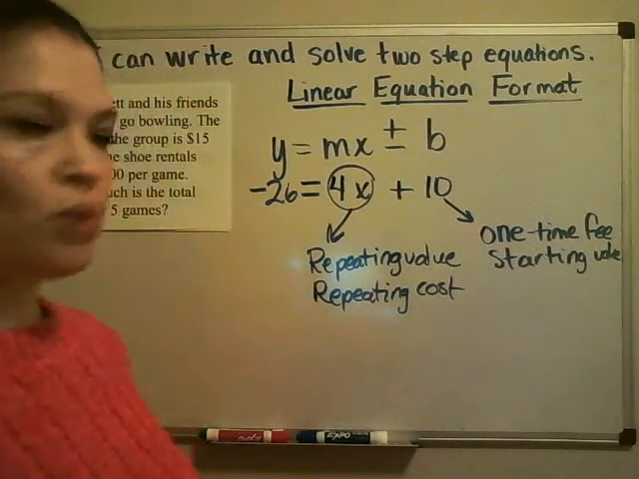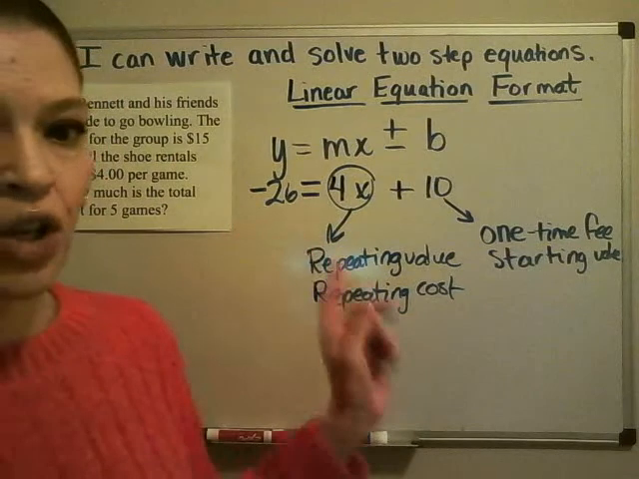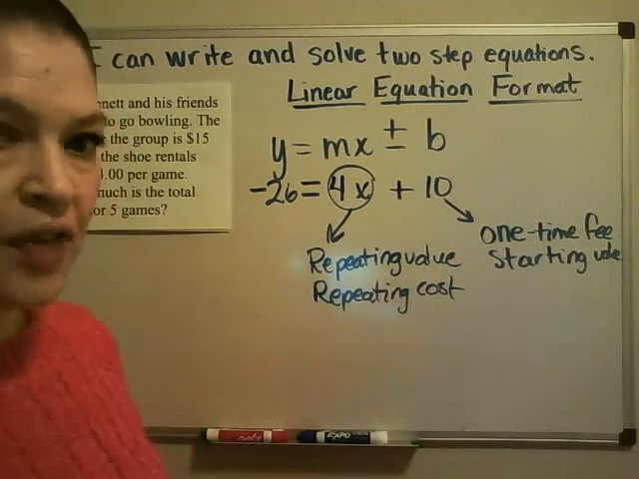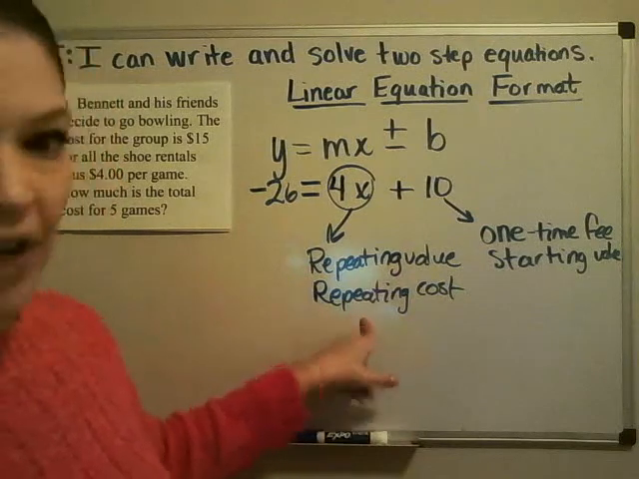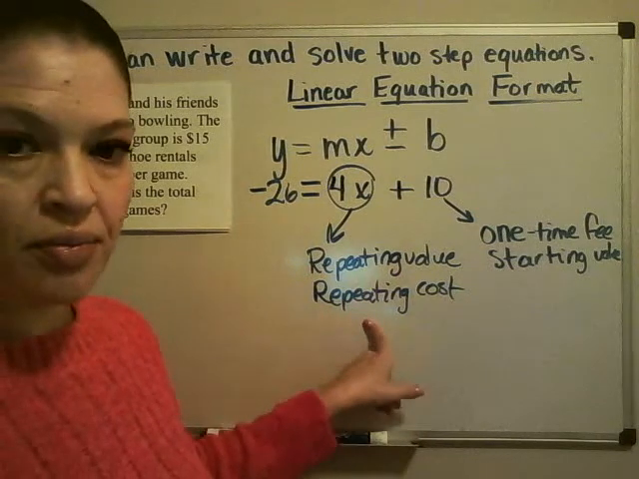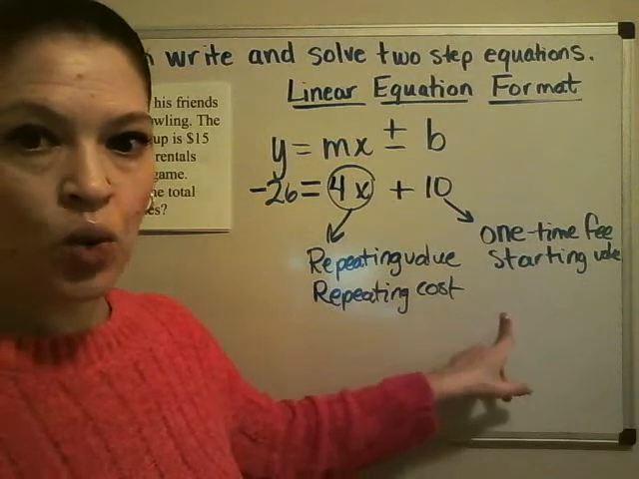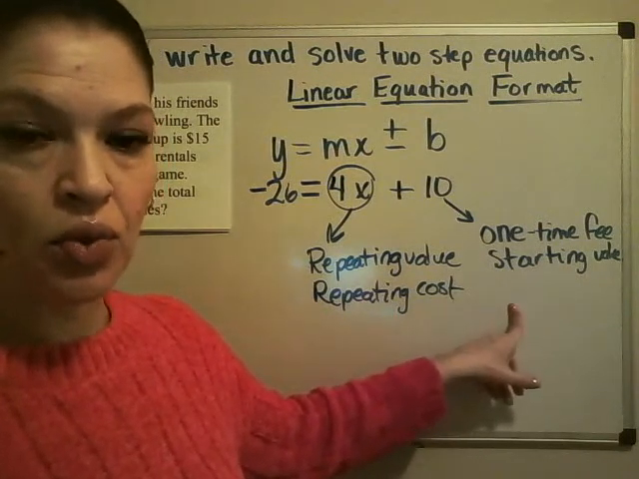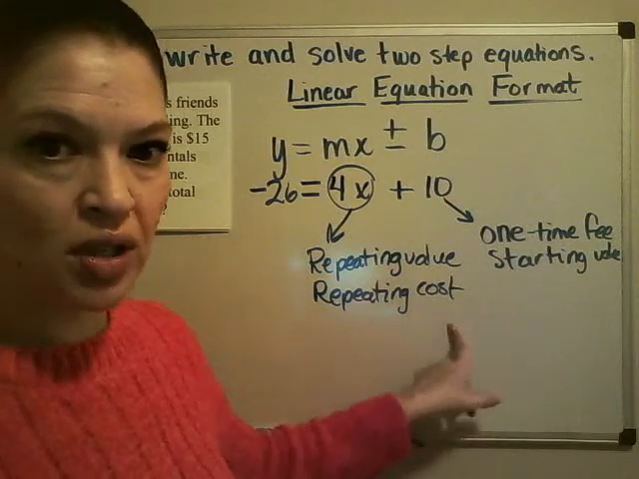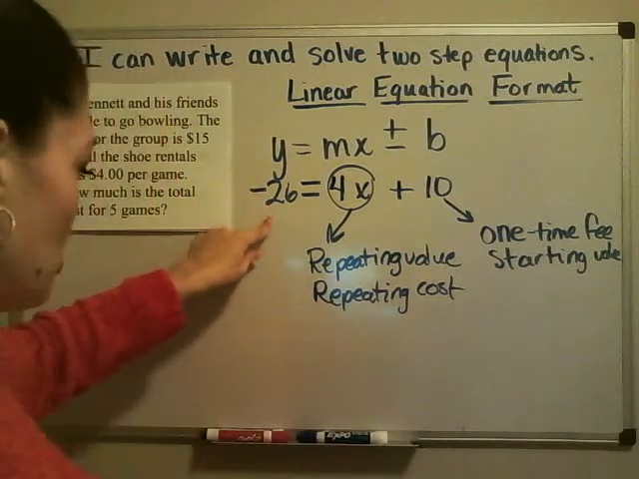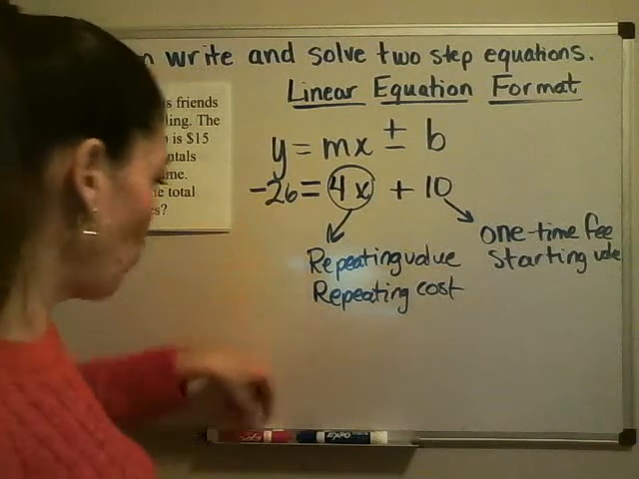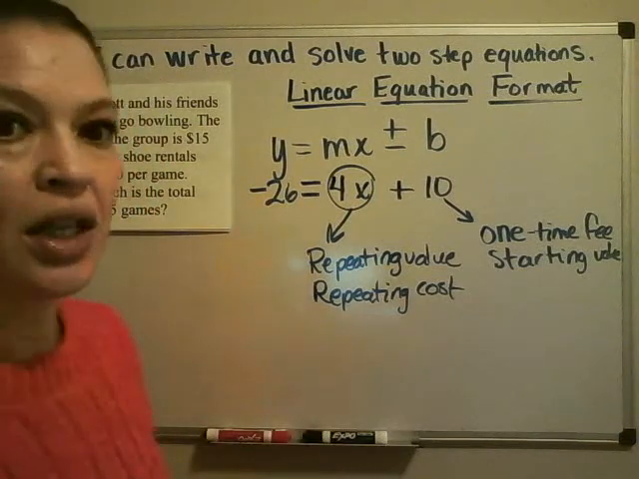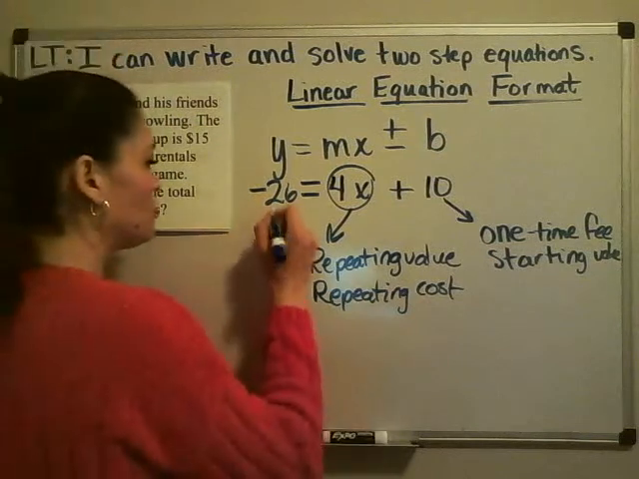Okay, so let's just read through. As we are reading through, I want you to spot two things. I want you to see if you can find a repeating value or repeating cost and a one-time fee or a starting value. Okay, so you're going to be looking for these two things. Now, we didn't talk about the number that y would be. y is always going to be like a total cost.